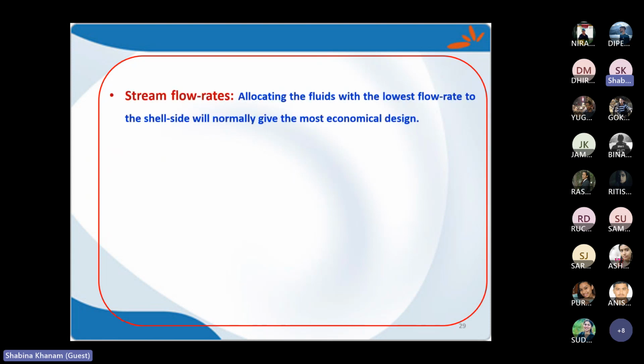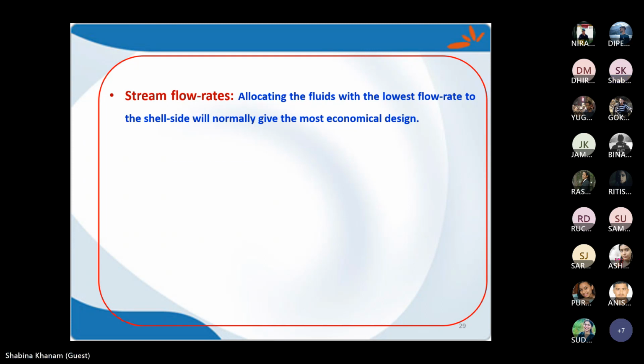Another parameter is stream flow rate. Allocating the fluid with lowest flow rate to shell side will normally give a more economical design, and the reason is very simple: if flow rate is less, because of the geometry of the shell side, turbulence can be achieved easily in shell side in comparison to tube side. So less flow rate should be allocated to shell side, and more fluid flow rate should be allocated to tube side.